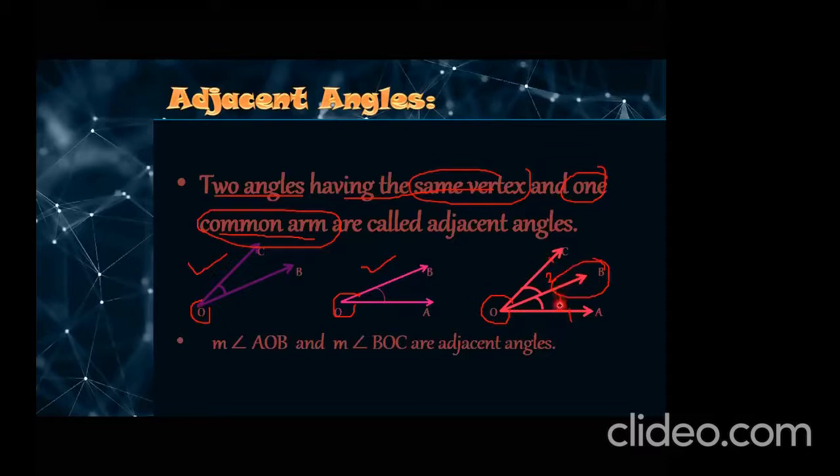So you will see that angle 1 is adjacent to angle 2, or simply you will say that the measurement of angle AOB and the measurement of angle BOC are adjacent angles. So angle AOB and angle BOC are adjacent angles, right?